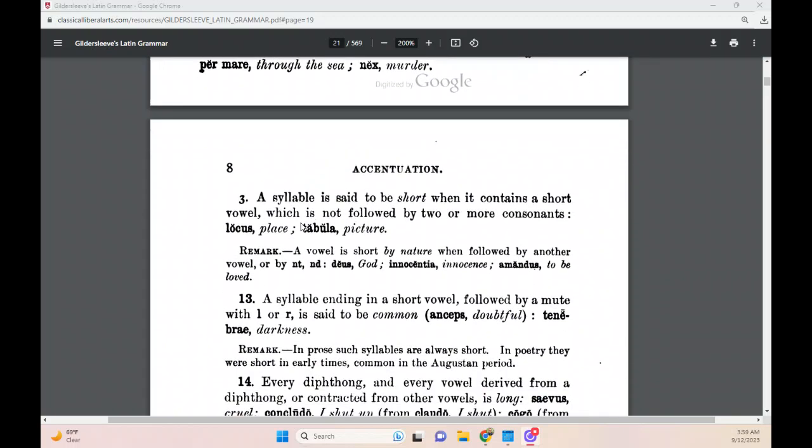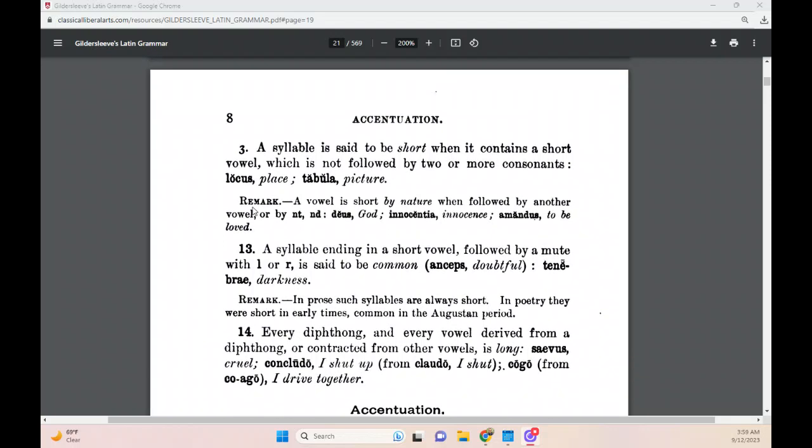And here in this third rule, in the remark, we're reading that a vowel may be short by nature, but notice we're talking about a vowel here, not a syllable. A vowel is short by nature when it's followed by another vowel, or by NT, or by ND.